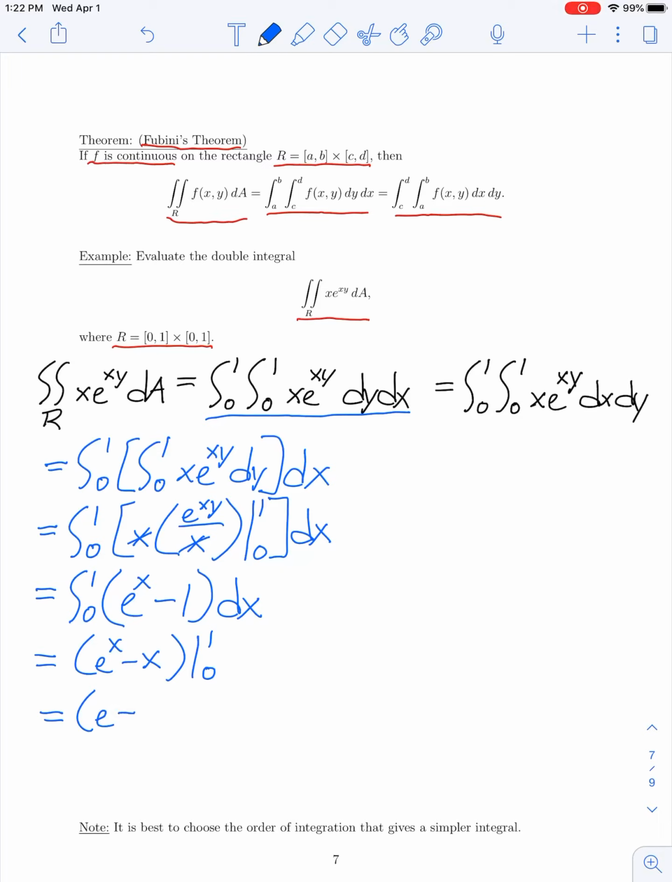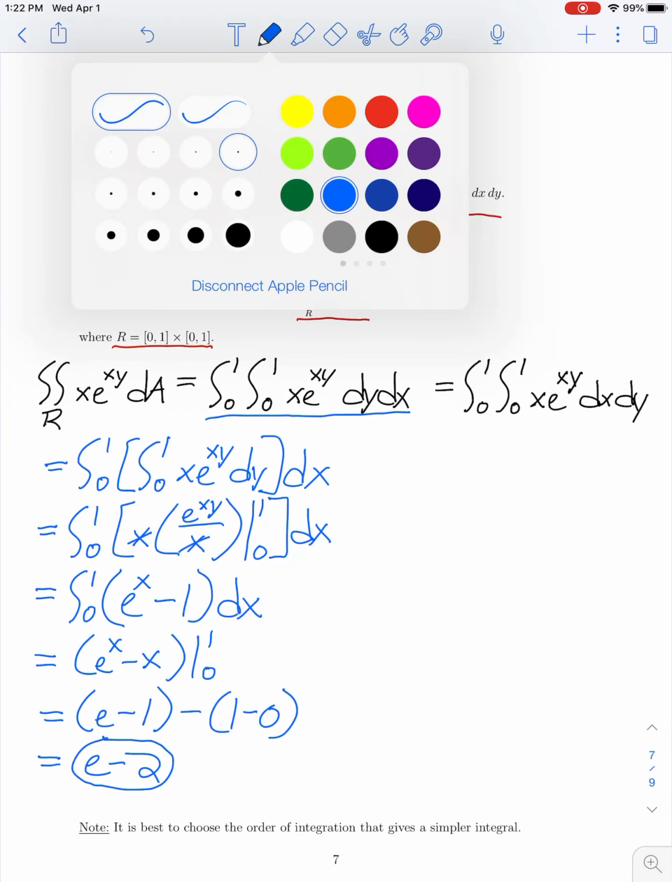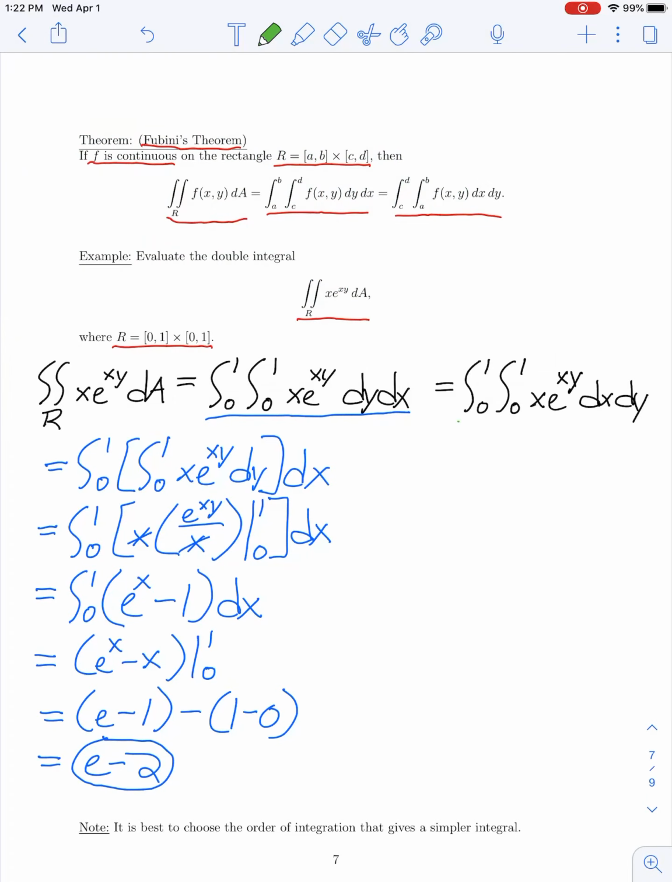Our antiderivative of this function would be e to the x minus x, which we evaluate from 0 to 1, which would leave us with e to the first minus 1, and then we subtract what we get when we plug in 0, which would be e to the 0, or 1, minus 0. So we're left with e minus 2 for the value of this double integral.